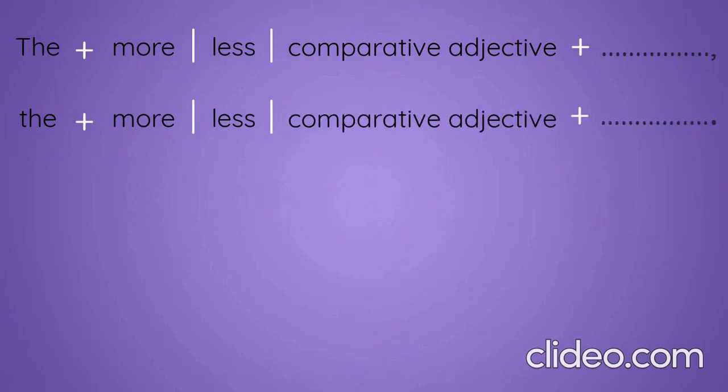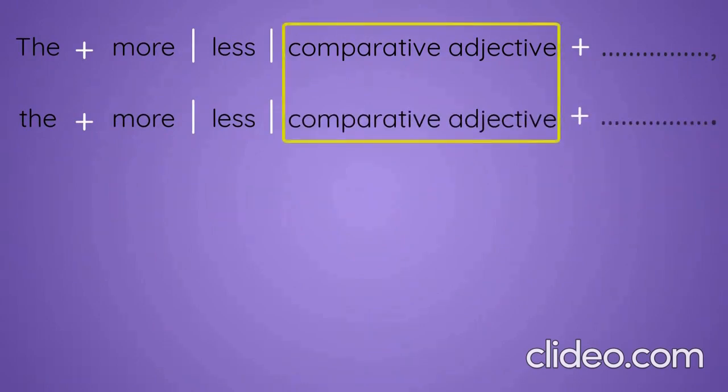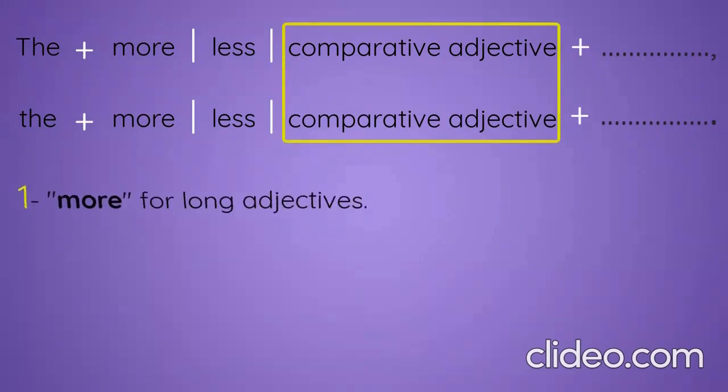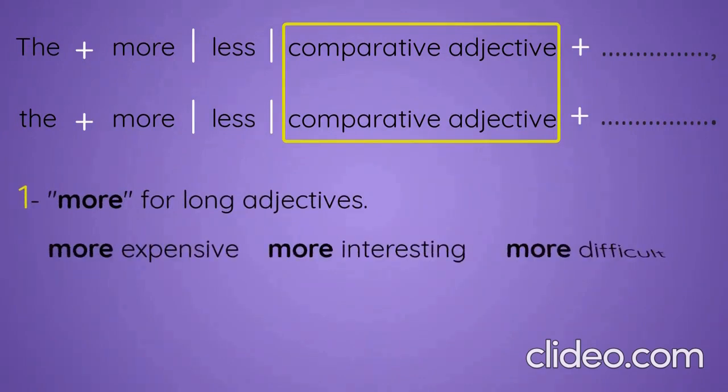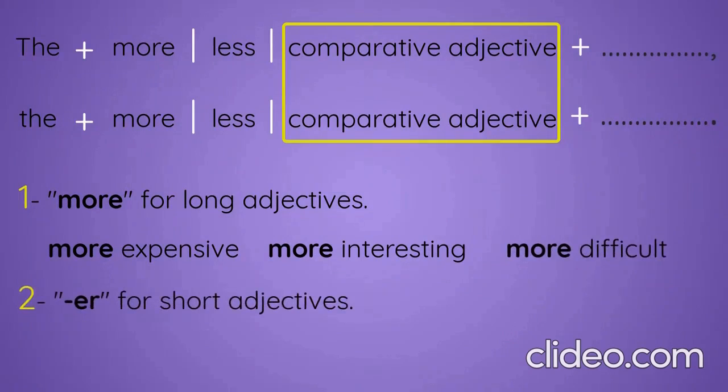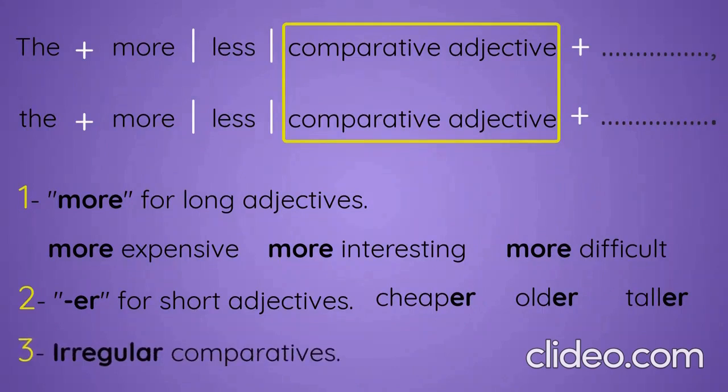You already know that there are three different cases to make a comparative adjective. More for long adjectives. For example, more expensive, more interesting, more difficult. ER for short adjectives like cheaper, older, or taller. And sometimes we have irregular comparatives, which don't follow these rules, such as good, which in comparative form becomes better, bad, worse, far, farther, or further.